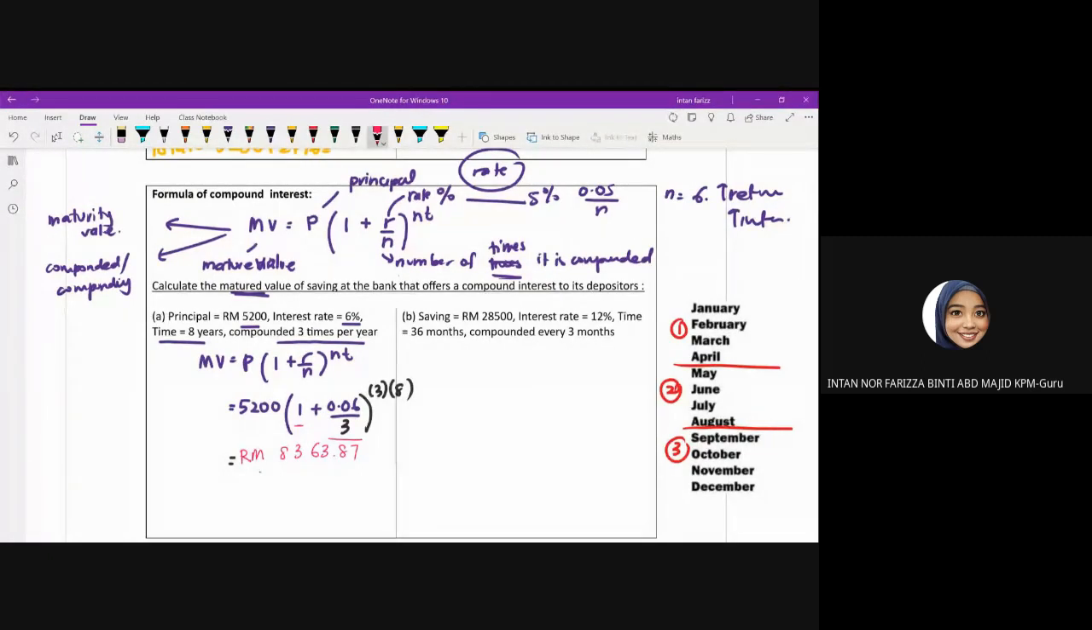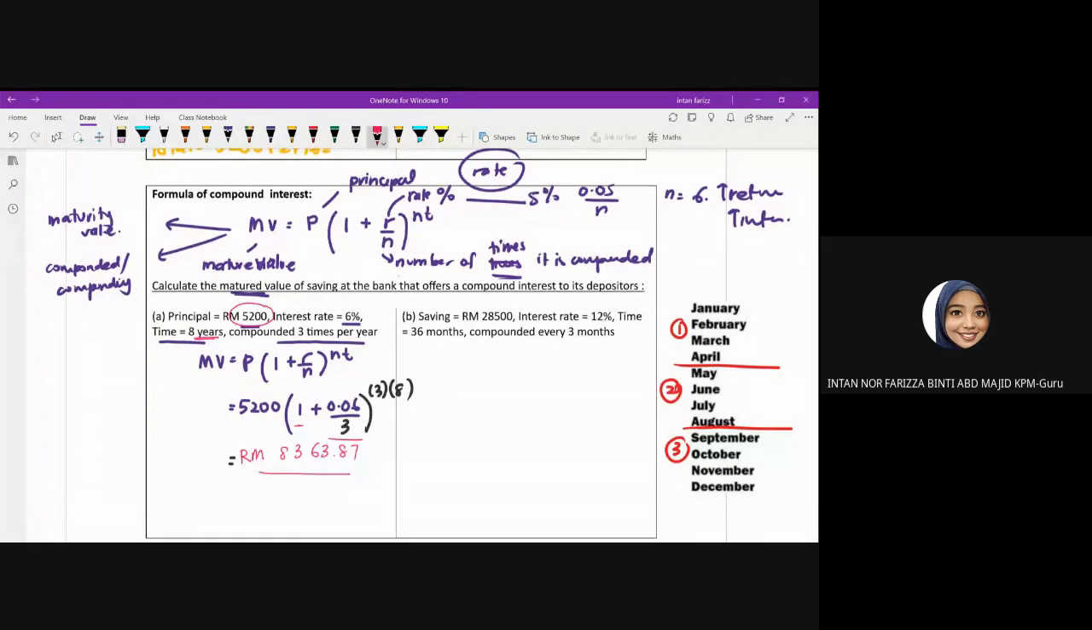What does this value mean? Listen carefully. At first, this person deposited 5,200 inside the bank for 8 years. In those 8 years, every year the interest will be compounded 3 times. That means 8 times 3 is 24 times, right? So in those 8 years, it is compounded 24 times.